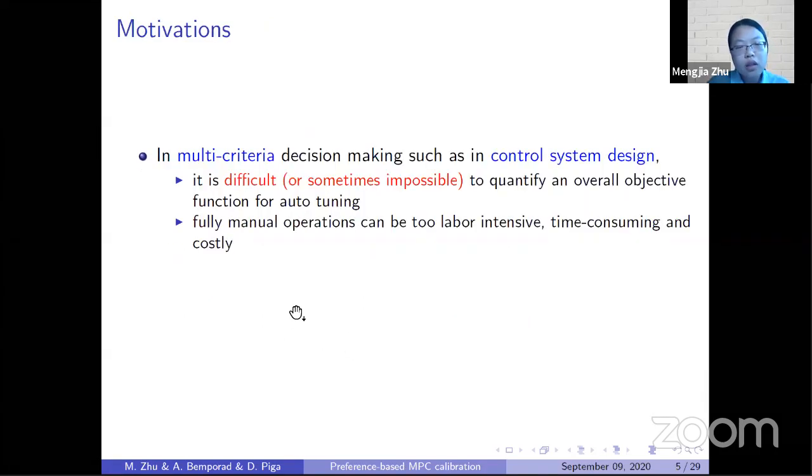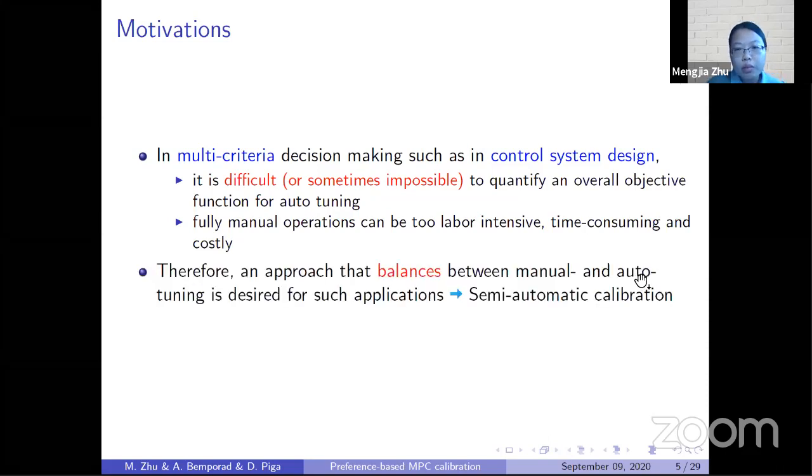So in multi-criteria decision-making, such as in control system design, it is often difficult or sometimes impossible to quantify an overall objective function for auto-tuning. Also, fully manual operation can be very labor-intensive, time-consuming, and costly. Therefore, an approach that balances between manual and automatic tuning is desired for such applications, which leads to semi-automatic calibration for these applications.